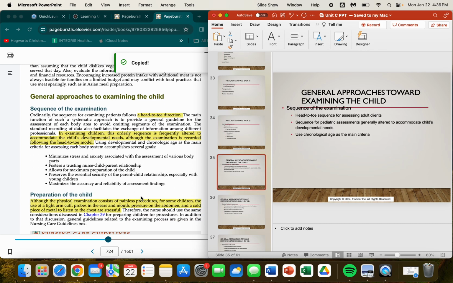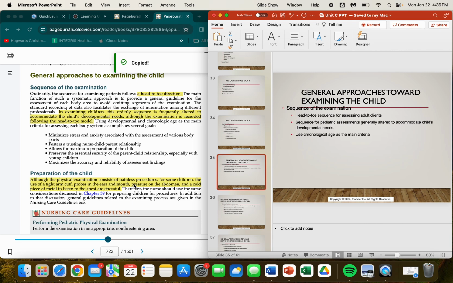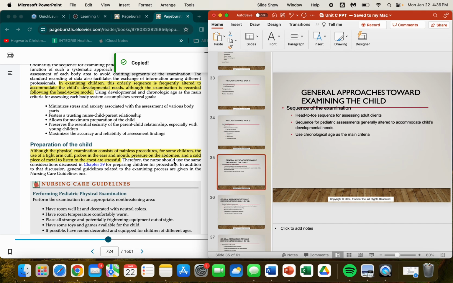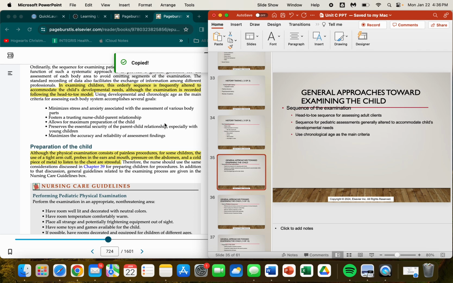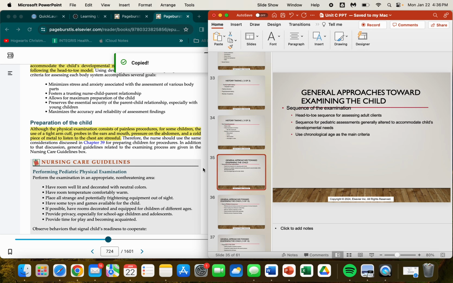When we talk about general approaches to examining a child, our sequence of exam is obviously head to toe, but that comes with some caveats, right? We don't want to just rip back the covers and assess genitals on an adolescent. That's going to traumatize them, right? So we need to take those into account, especially depending on the age and what they're there for. We want to minimize any anxiety. We want to foster a trusting environment.